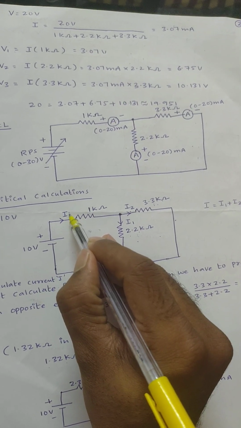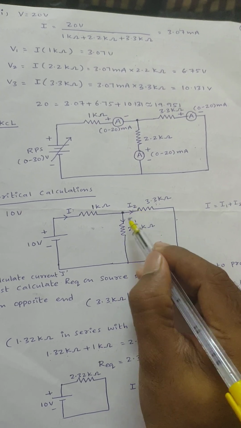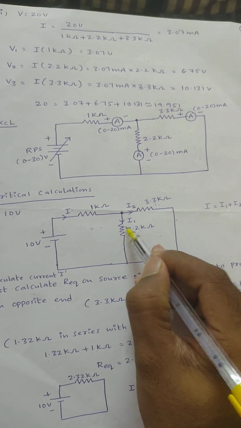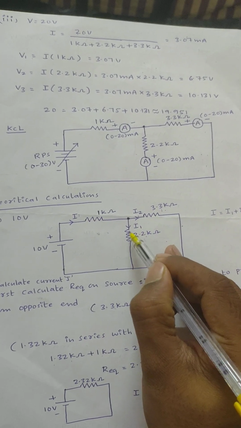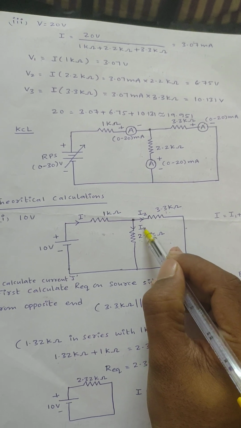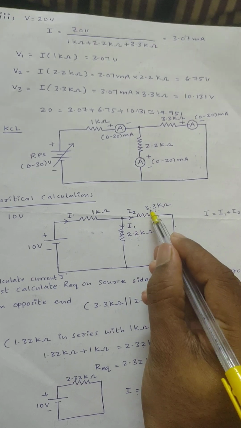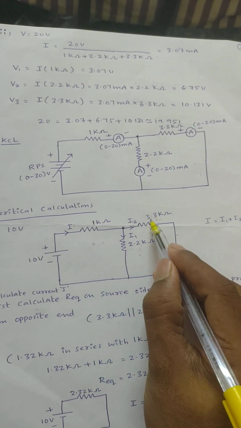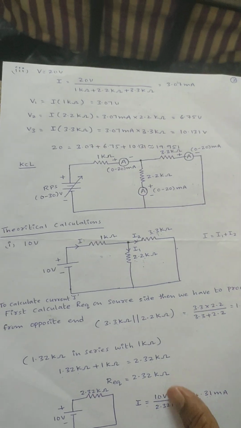By knowing this total current, since these two are connected in parallel, by using the current division rule I can calculate the current flowing through the parallel branch elements, that is, the current flowing through 2.2 kilo ohm and the current flowing through 3.3 kilo ohm. The current flowing through 2.2 kilo ohm is I1, which equals total current into opposite parallel branch resistance. That is, I1 equals I into 3.3 kilo ohm divided by 2.2 kilo ohm plus 3.3 kilo ohm, the sum of parallel branch elements.